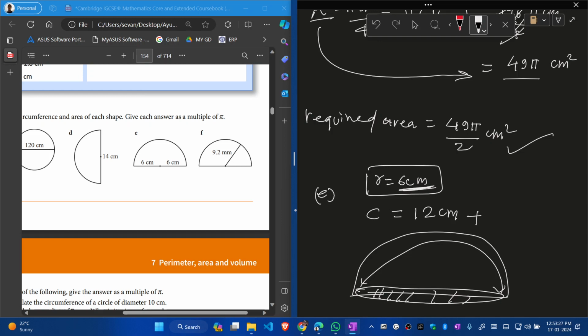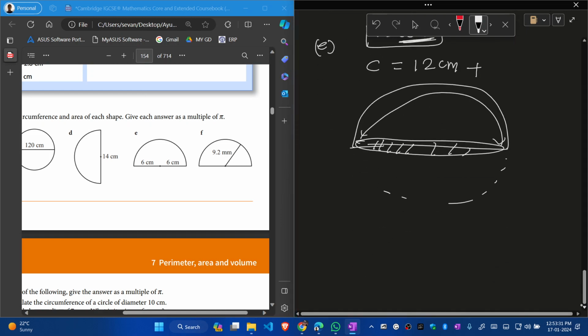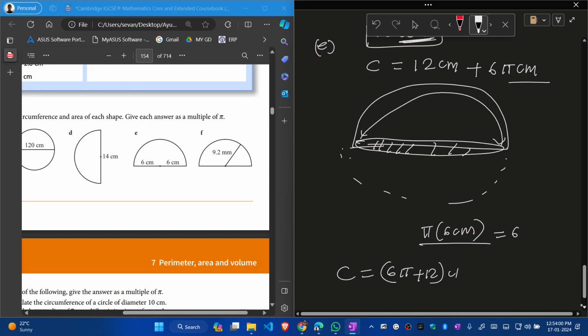If it was, let's say, a full circle, then what will be the total length? It will be 2 pi 6 centimeter. Yes, 2 pi r. And we halve it. If you want to make it half, you can take that 2 out, and it will be half only. So it is 6 pi centimeter. So you have to add 6 pi centimeter. So circumference is 6 pi plus 6 pi plus 12.